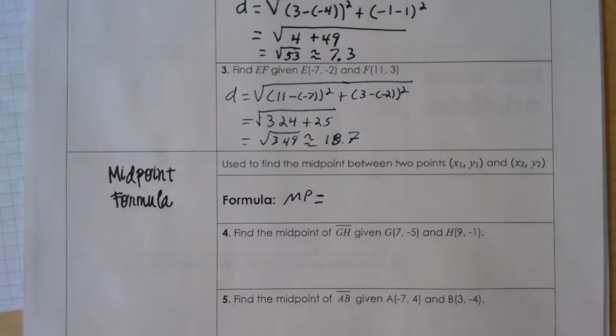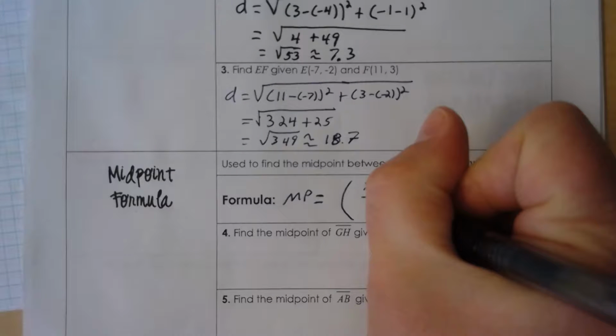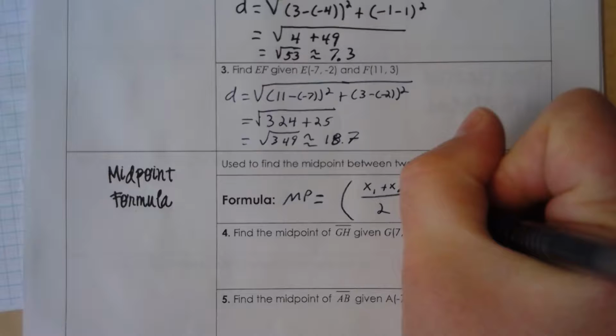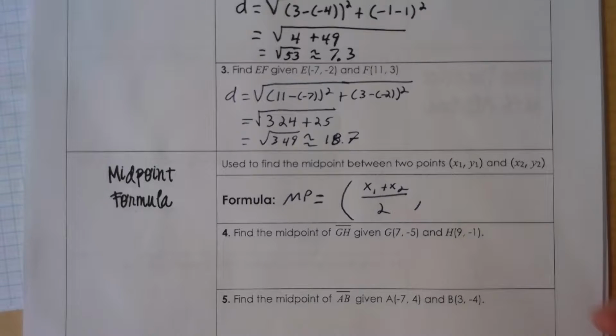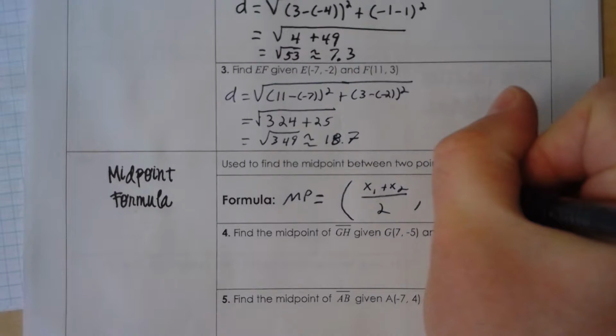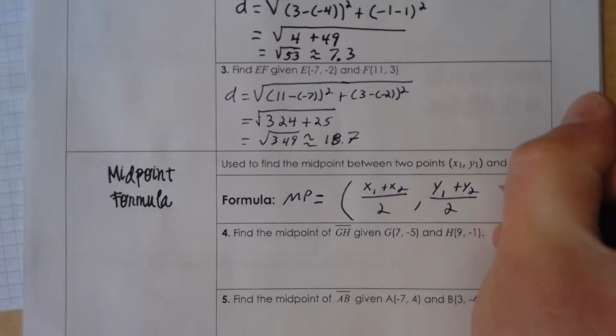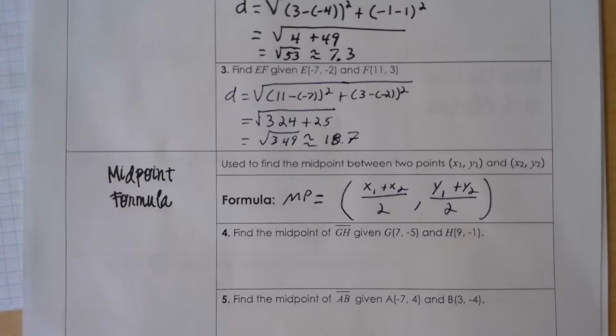Okay? So your midpoint, the average of your x values, so x1 plus x2 over 2, this is going to give you your x coordinate, and then for your y value, we're going to have y1 plus y2 divided by 2. So that's what our ordered pair is going to look like. But we need 2 points to find the midpoint, right?